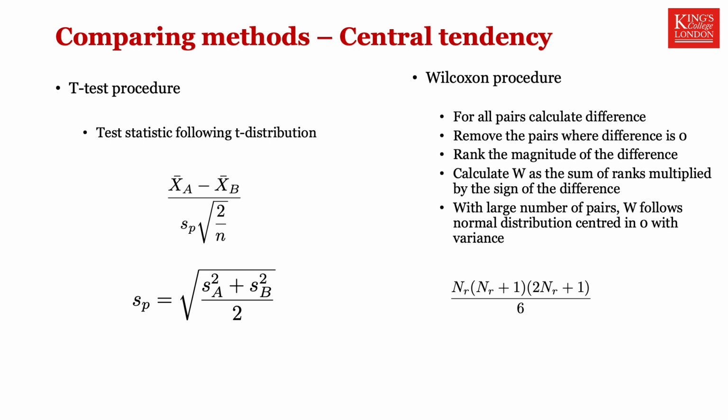With the Wilcoxon signed-rank test procedure, for all the pairs, you calculate the difference. You remove all the pairs for which the difference is 0. Then you rank the magnitude of the differences and you calculate your test statistic W as the sum of the ranks multiplied by the sign of the difference. If you have a large number of pairs, this W follows a normal distribution centered on 0, with the variance that is given below. And so you calculate the probability, according to that specific distribution, of seeing that mean difference.